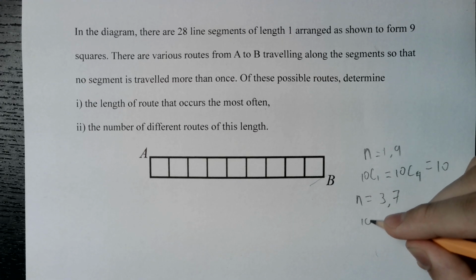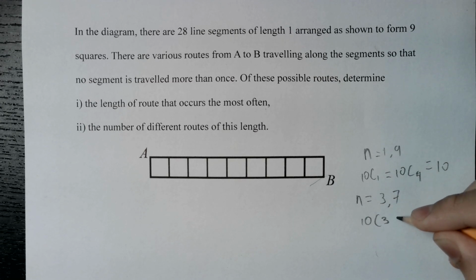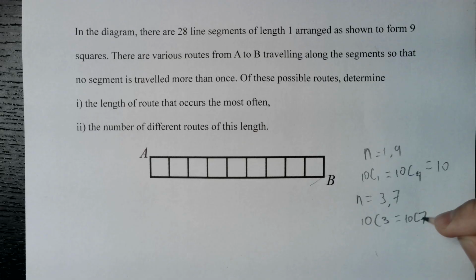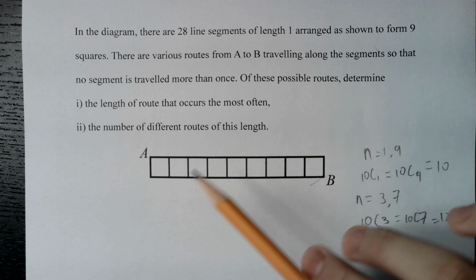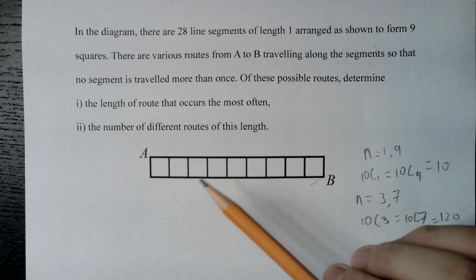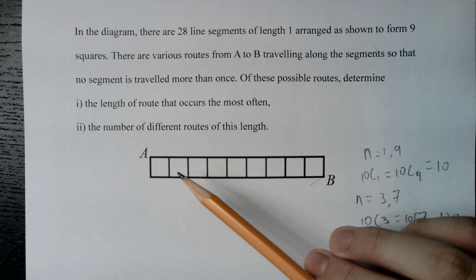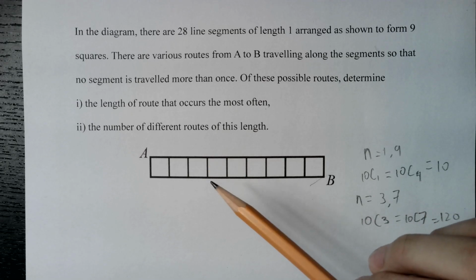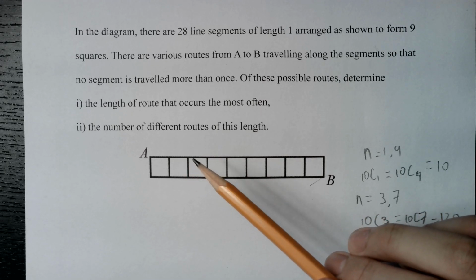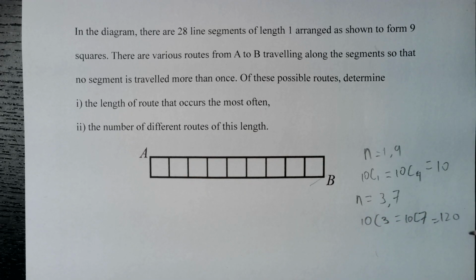Here it's the same thing. It's going to be 10 choose 3 or 10 choose 7, and this is equal to 120. The reason is pretty similar. We need to do 3 vertical movements, so out of these 10, you can choose either 3 of them to go down, or choose 7 of them that you will follow. So there's also going to be 120 routes if n is equal to 3 or 7.